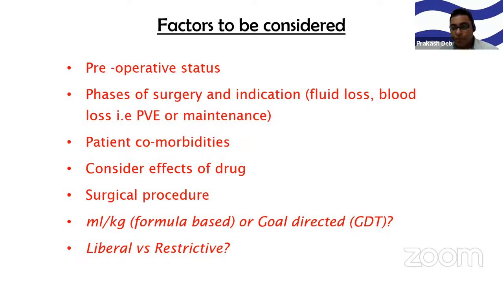And the surgical procedure, which we know is one of the most important factors. Depending upon the type of surgery, whether it's neurosurgery, cardiac surgery, thoracic surgery, abdominal surgery, or flap surgery, we have to consider accordingly. And obviously the liver and restriction, and the goal directed therapy we have already discussed.